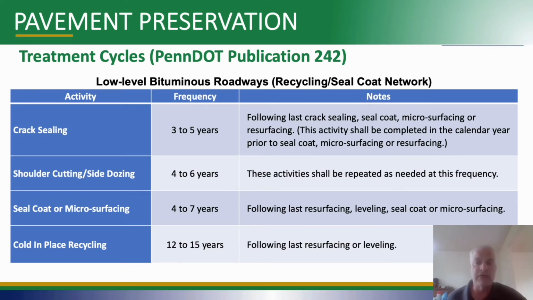So it's a subset of the low level roads that you can designate, and it's basically the same cycle, except instead of doing a resurfacing every 15 to 20 years, you do a cold in place recycling every 12 to 15. They won't last as long. They're significantly less expensive, but they don't last as long, so the cycle is shortened.